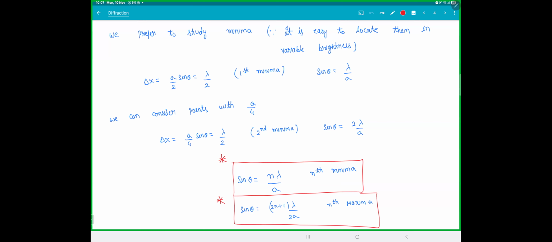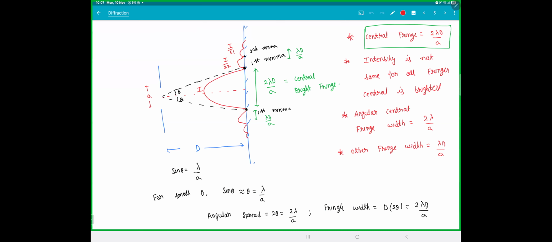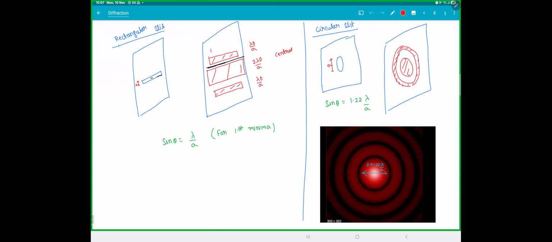Clear with this? Then when you look at the intensity, this is another important graph. This is a graph between intensity and the fringes. You will observe the central fringe is actually the brightest fringe. Let me show you how the picture will actually look. You can look at this picture. This is how the diffraction pattern forms. And can you see the center one, how big it is?